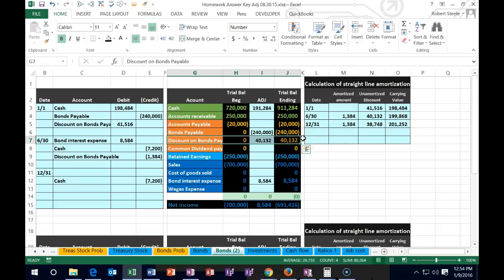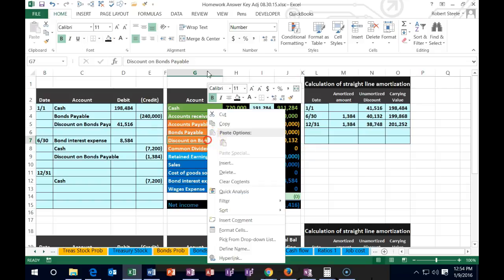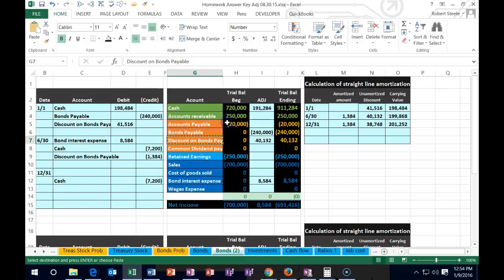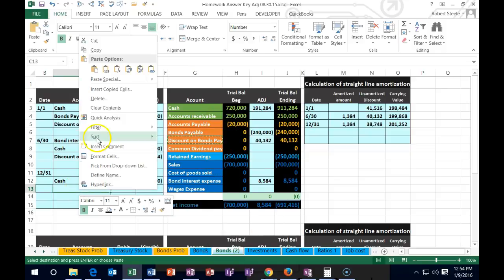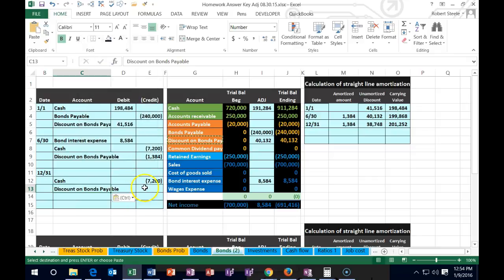We need to make it go down, so we're going to do the opposite thing to it, which in this case is a credit. So I'm going to copy that. I'm going to right click, copy the discount on the bond. I'm going to put it on the bottom in cell C13, right click and paste 1, 2, 3. And we're going to put the amount there. I'm just going to do it this way. I'm going to say negative of this number and enter.